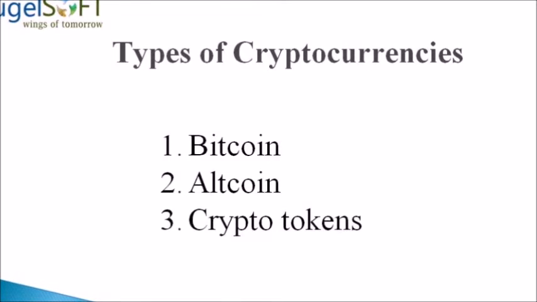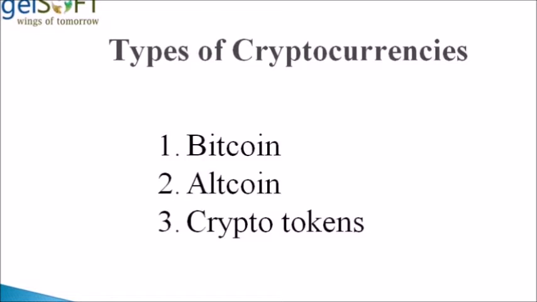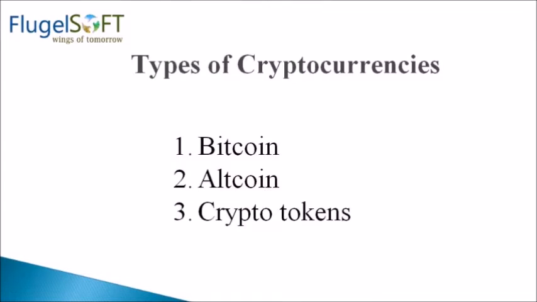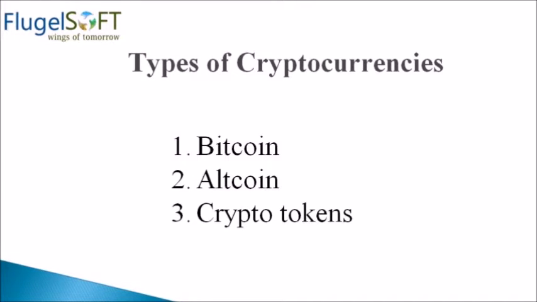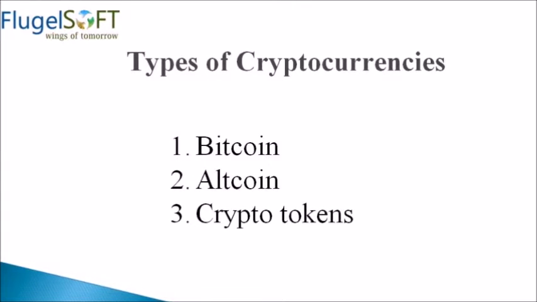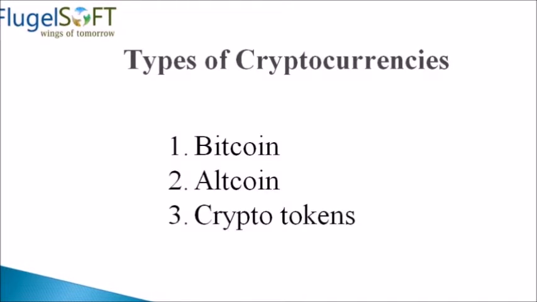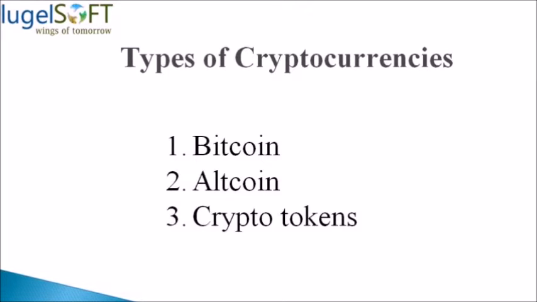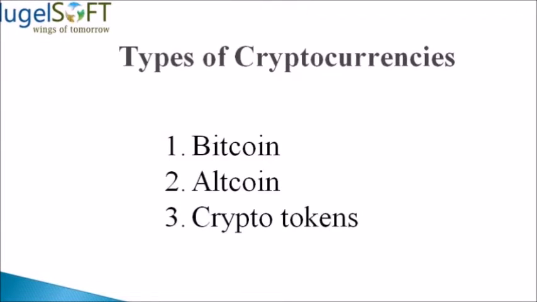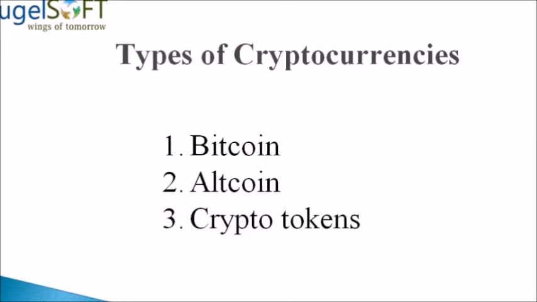Then number two is the altcoin. Altcoin is the term used for any alternative digital currency to Bitcoin. The most popular in this ecosystem is the Ethereum, one of the fastest growing cryptocurrencies in the market. There is also a range of other altcoins in the market today, such as Lucky Block, Shiba Inu, and Terra. Then we have the crypto tokens.